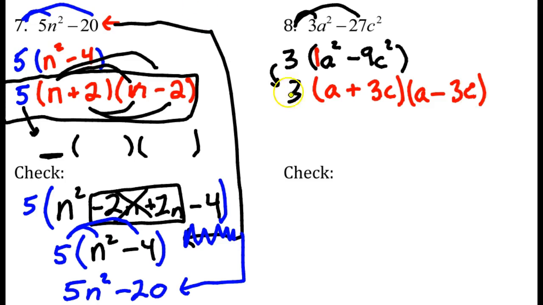So this is the final answer. That's the correct answer for this problem. And then you can do the check. So remember, to do the check, multiply the red part first. Just go in reverse order. So the first thing you did was to take the 3 out. So when you're multiplying it back together, that should be the last thing you do. So multiply the 2 binomials back together.